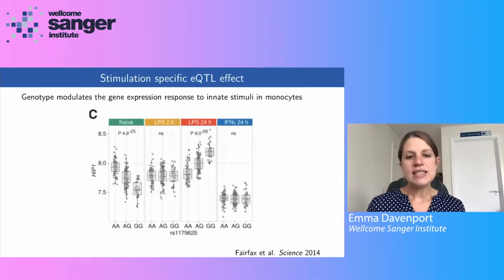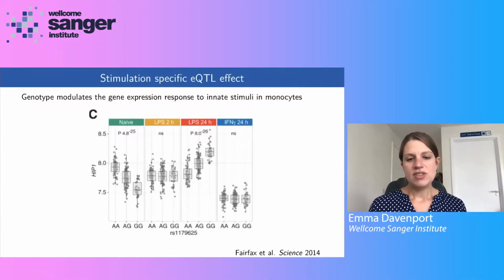What this highlights is that some SNP-gene pairs, so some eQTLs, can have quite differing effects depending on the stimulated state. You can see here in the naive monocytes there's actually a negative eQTL effect. There's no eQTL effect after 2 hours stimulation with LPS. There's a positive eQTL after 24 hours with LPS, and then there's no eQTL again with the interferon gamma.